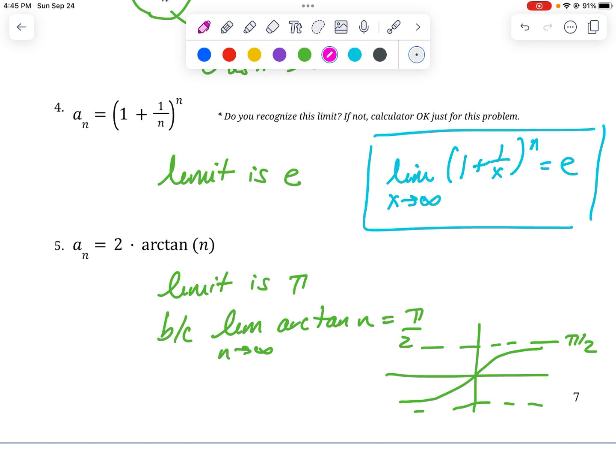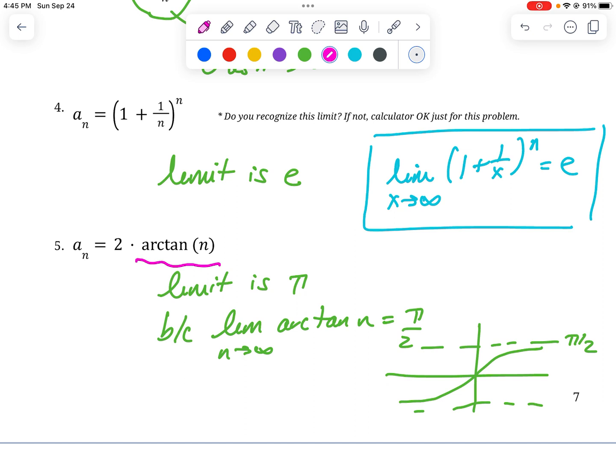You might have figured it out if you used a table and then just let n get larger and larger and larger. On your table, you will see that you're approaching 2.718 something. Number 5, that overall limit is pi because this portion has a limit of pi over 2, which you maybe would know because of what tangent does.